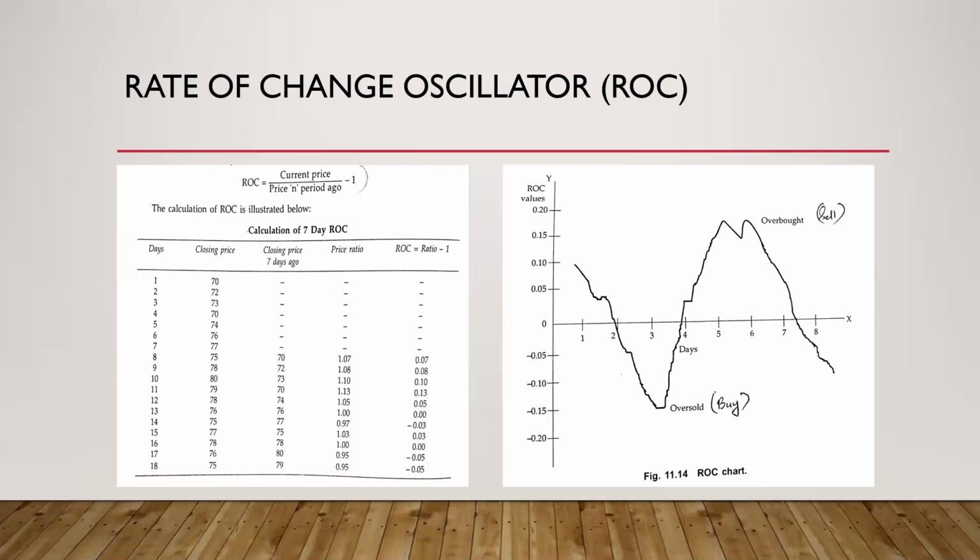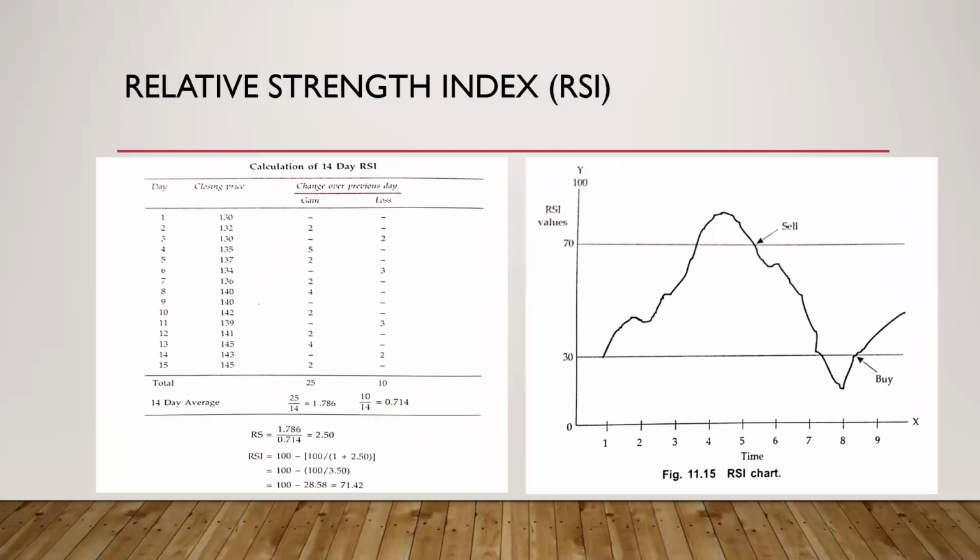Second type of oscillator is RSI, which stands for Relative Strength Index. In the Relative Strength Index also, 14 days RSI is calculated. To calculate the RSI, we need to calculate the RS first, which is the relative strength, and then apply the formula 100 minus 100 divided by 1 plus RS to calculate the RSI. So let's see how all that is done. See, here we are calculating a 14 days RSI. To calculate the 14 days RSI, we'll take the price of 15 days.